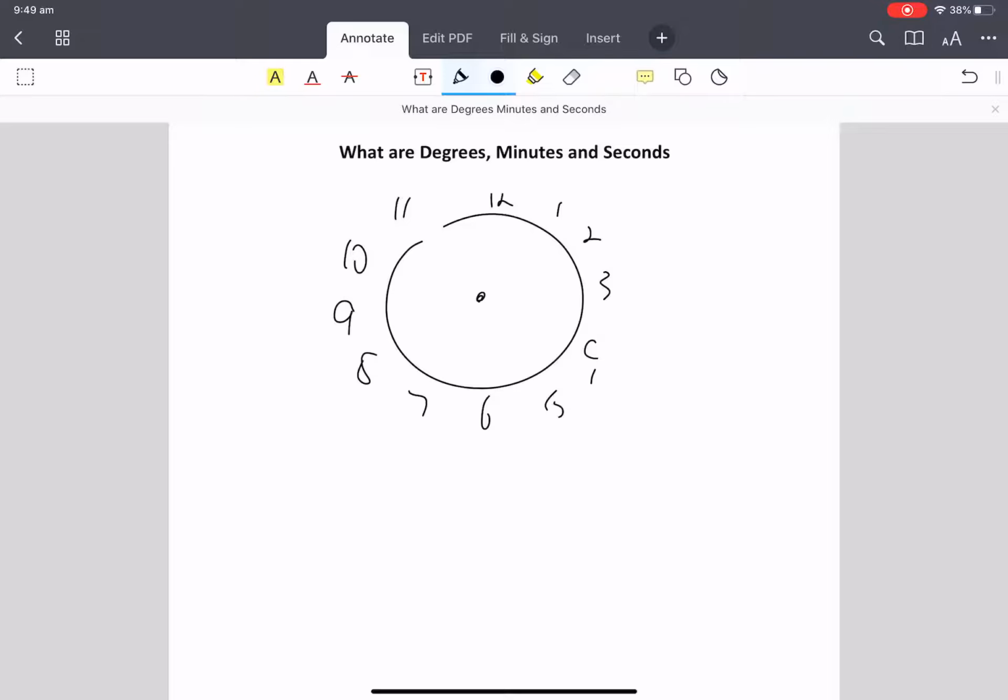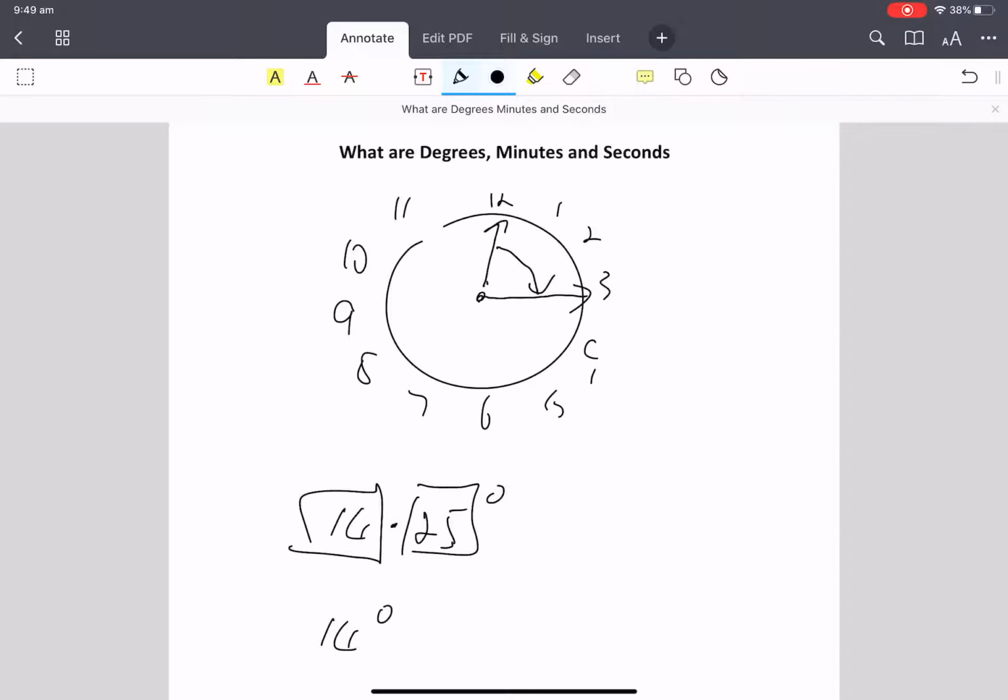a degree, 14.25 degrees. So we can't do much about those degrees. It is definitely 14 degrees, but this 0.25 means that I'm 0.25 around a clock. So how's a quarter gone? How many minutes are in that quarter?